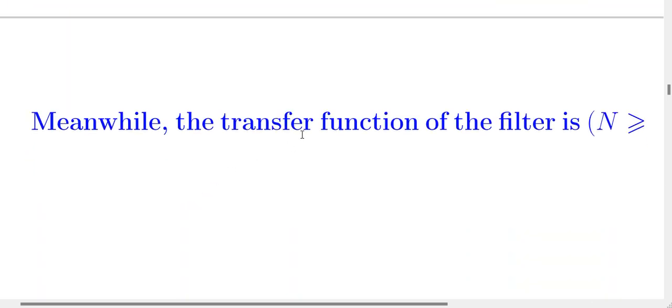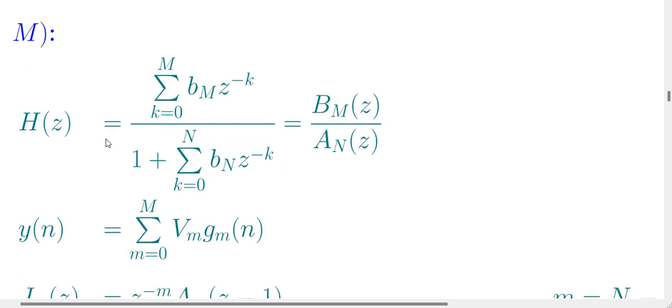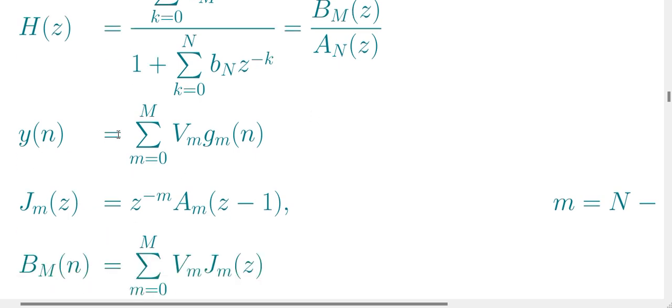Meanwhile, for the transfer function of the filter, N is greater than or equal to capital M. So, h of z is equal to summation k from 0 up to capital M bm times z to the power of minus k over 1 plus sigma k from 1 up to capital N an z to the power of minus k, having a numerator and denominator called bm and an. And y of n is equal to sigma m from 0 up to capital M vm times gm of n.